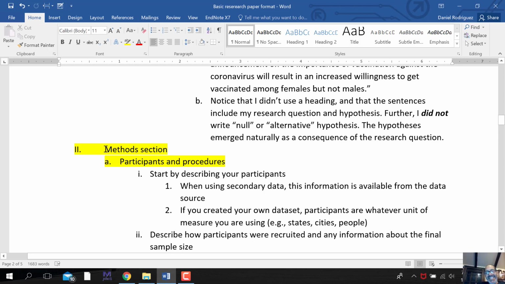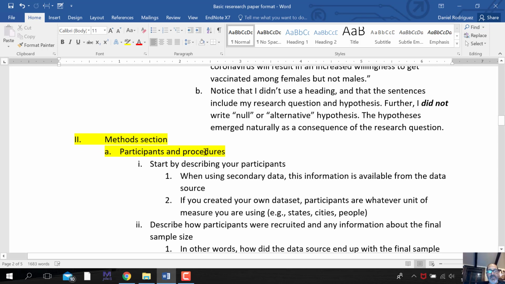Method section is generally centered in the document, and it starts the process of describing the methods that were used to conduct your study. We start with participants and procedures. This is also another heading. This one is not centered. This is generally left justified. This is cool. You know, this learning never ends. It's so much fun.